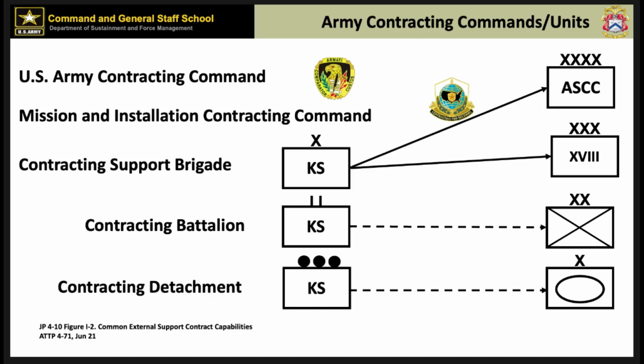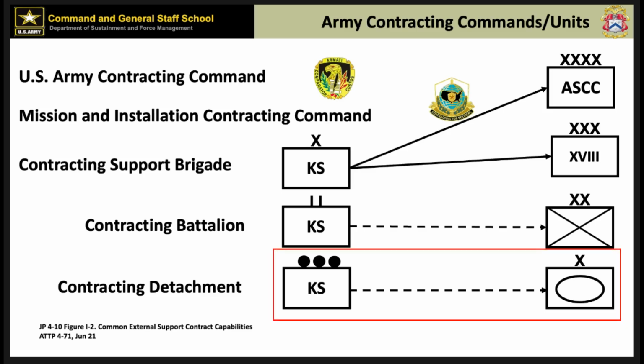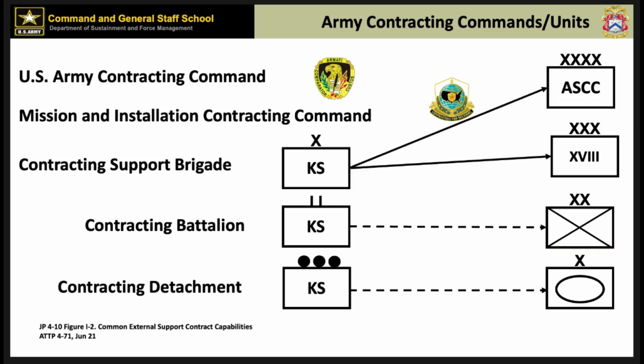At the tactical level, contracting detachments support brigade combat teams. They write, award, and manage theater contracts, prioritizing based on unit needs or deadlines. Leaders must coordinate with their contracting team to understand how priorities are set. Now let's move on to the fiscal triad, the grouping that ensures requirements are identified, legal, funded, and that vendors are paid.